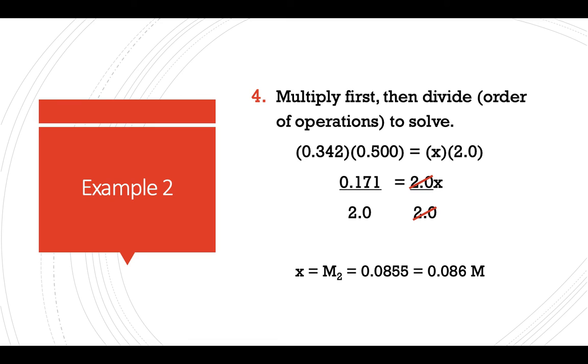We can actually think about our answer and see if that makes sense. We started with an initial molarity of 0.342, then we added water to dilute this solution. So our molarity should have decreased from M1 to M2. If I look at M2, it is less than M1. I started off with 0.342 molar, I ended up with 0.086 molar. So that answer makes sense because my diluted molarity is less than my concentrated molarity. That's just another way that you can check your work.